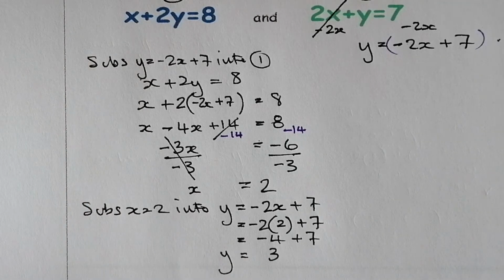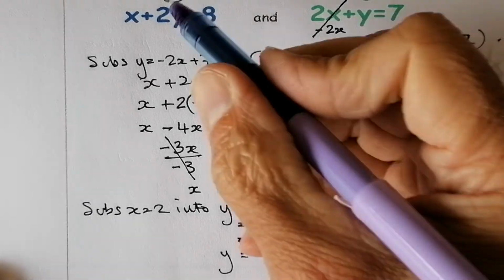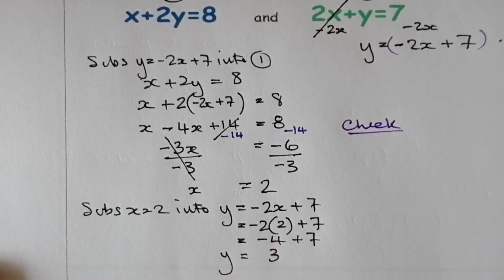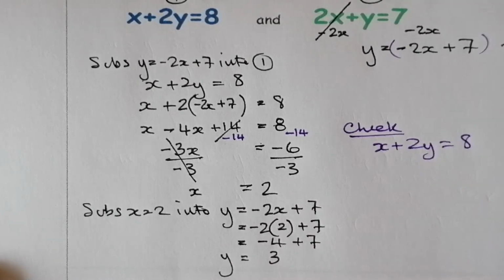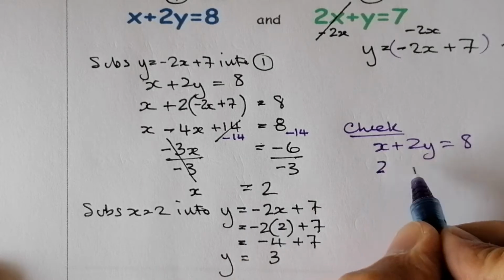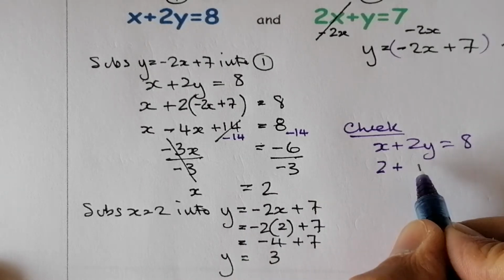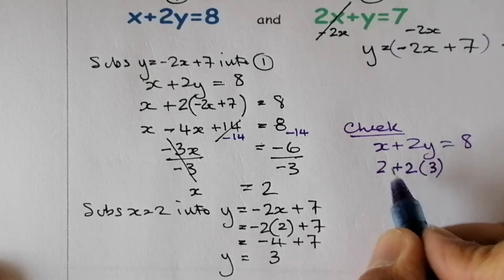Okay, so that's me got my x and my y coordinate. So now I'm going to do a check, and hopefully that works out correctly, okay? So my check is checking in the other equation, the one I didn't use. So that's going to be x plus 2y equals 8. So if I substitute an x value in, which is a 2, and I substitute the y value in, which is a 3, I'd expect that that should equal 8.